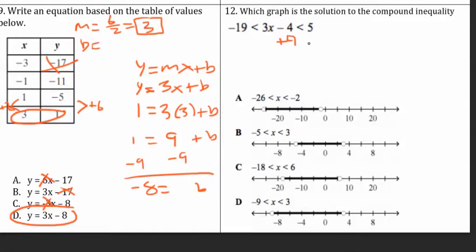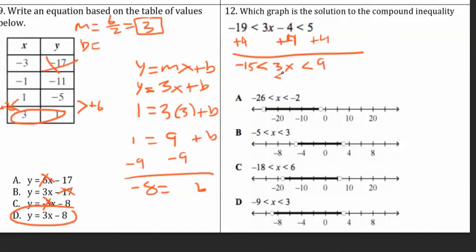So I'm going to use inverse operations and add 4. Notice that I added 4 to all 3 sides. Since there are 2 inequality symbols, that means that there's a left side, a middle side, and a right side. Now, negative 19 plus 4 is negative 15. Again, check with your calculator if that's confusing to you. And then 5 plus 4 is 9.